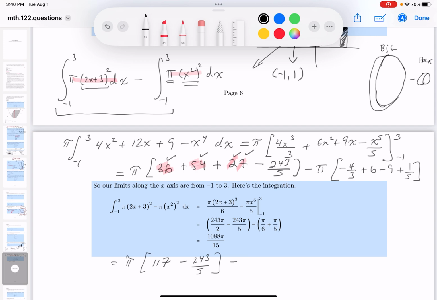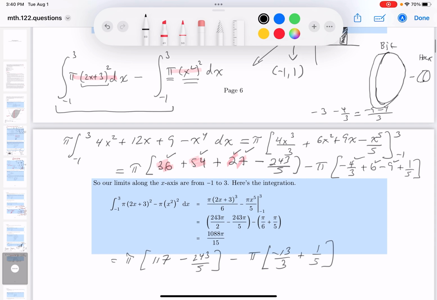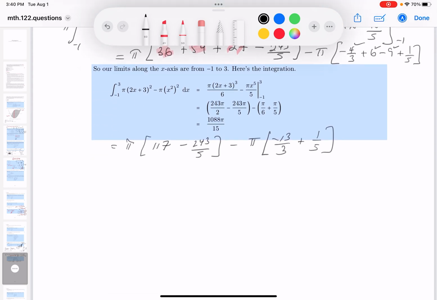Let's keep going. Minus pi. I'm going to do things that are easy for me. 6 minus 9 is minus 3. That's easy. Minus 4/3. I'm going to do this now. It's thirds, right? So 3 times 3 is minus 9, minus 4, and that's going to be minus 13/3. Wow. All right, so I got those 3, and then I got the plus 1/5. All right, more work to do. Yeah, it's getting a little bit simpler.